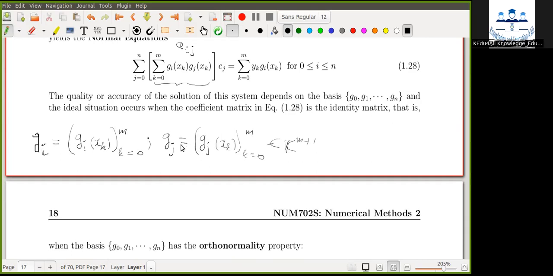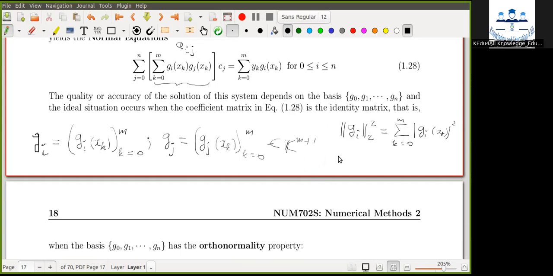Now we can write the norm of each one. We know already that the two norm squared of this will be the sum of the absolute value of g_i(x_k) squared, where k runs from 0 to m. So this is the two norm squared of this one.